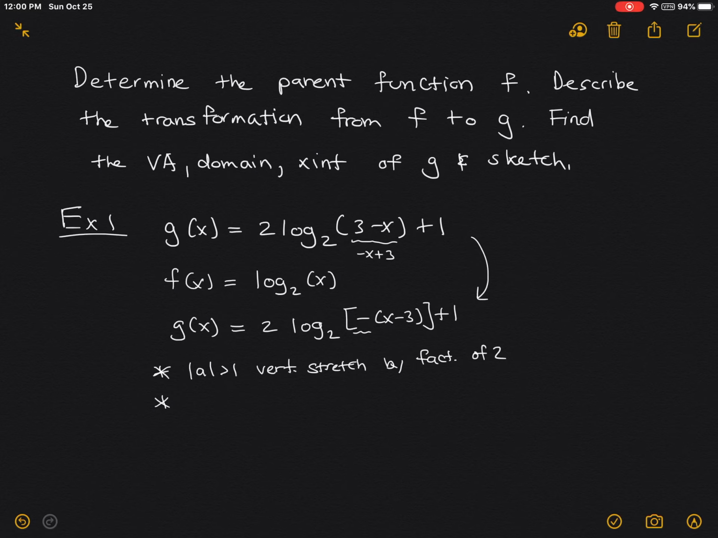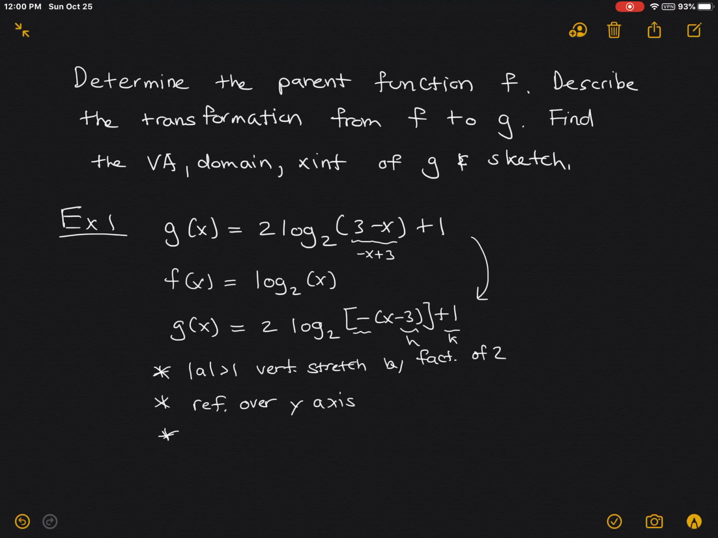So technically, we can call this a horizontal shrink and stretch factor. This would be a b, based on your transformation notes. But just to keep things simple, I'm not going to use the horizontal shrink or stretch factor. But if there's a negative in front of the x, you know it's a reflection over the y-axis.